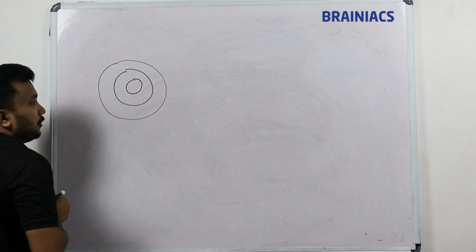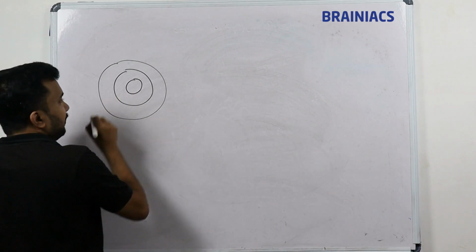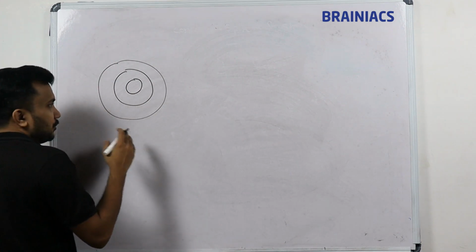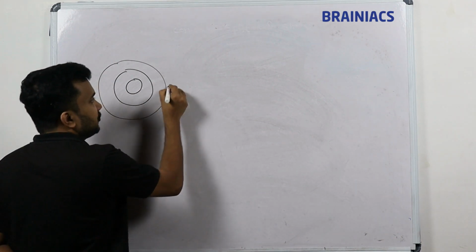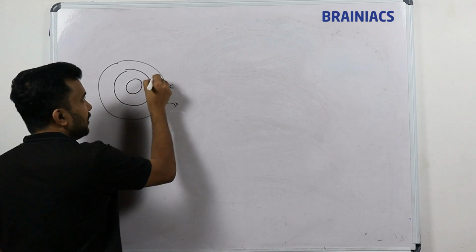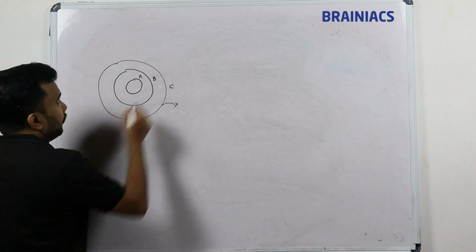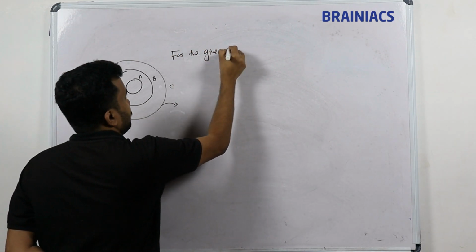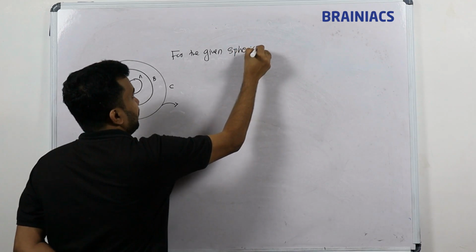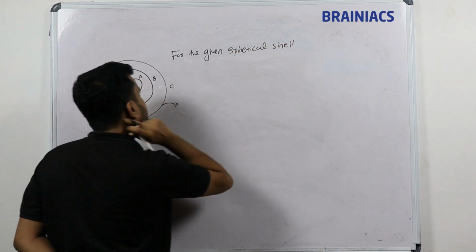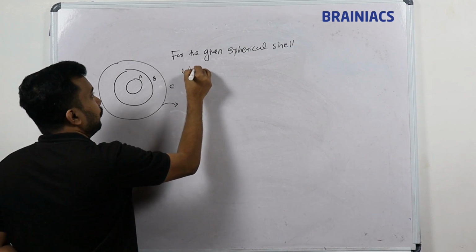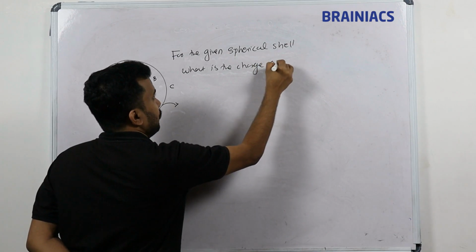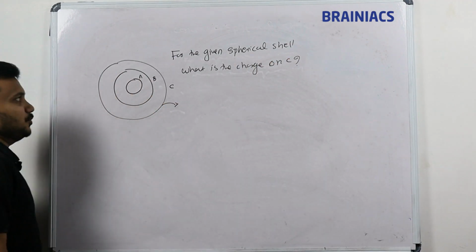My question is, the charges are different. I want to find the charge on the body C. This is body number B, this is body number A. So we are writing the question for the given spherical shell. What is the charge on C? We are going to find out what is the charge on C.